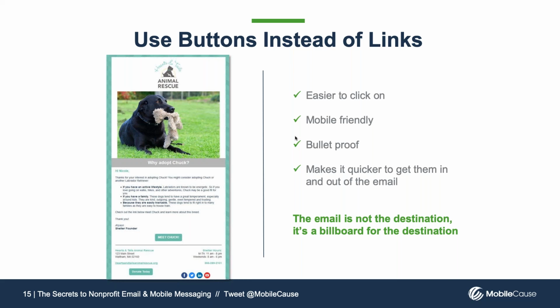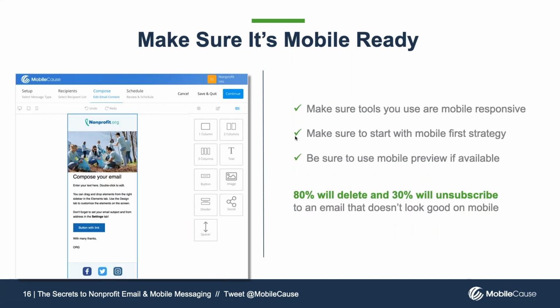Well, that's really important since so many people are reading their email on their mobile device. Remember, your email is not the destination. It's a billboard for the destination. People are going to be in and out of that email really quickly. If we make it really easy for them to get in and out of that email really quickly, well, we're going to see higher results. Now, another key thing here is that it is bulletproof, meaning that even if images are blocked, that button will never disappear. We want to get them in and out of that email as quickly as possible.